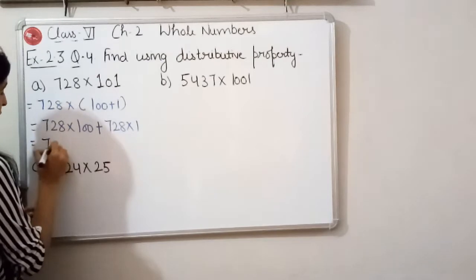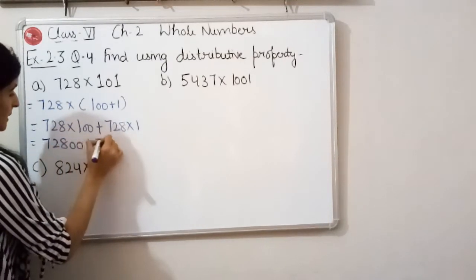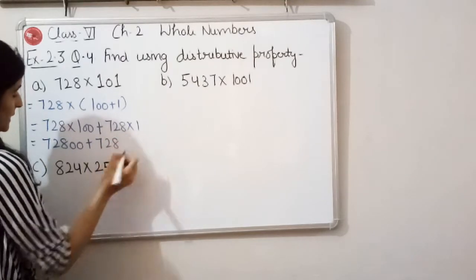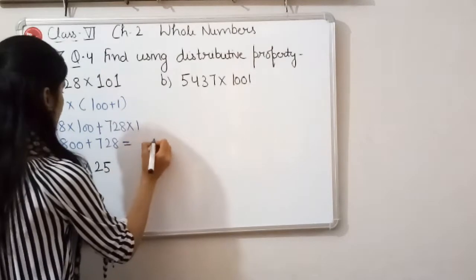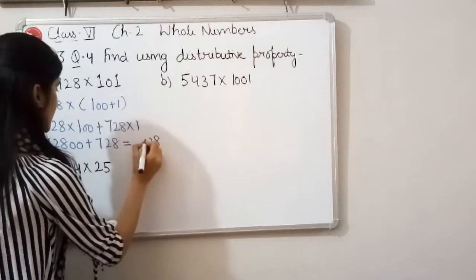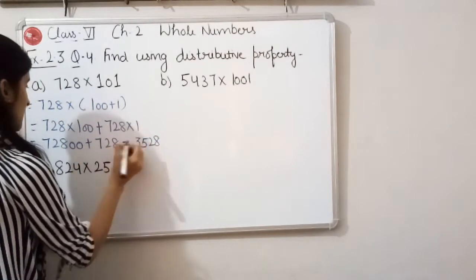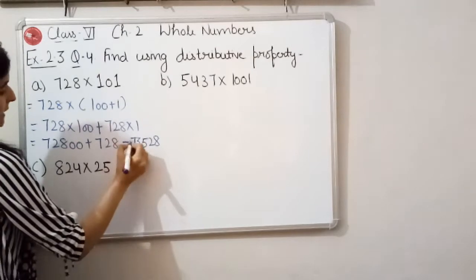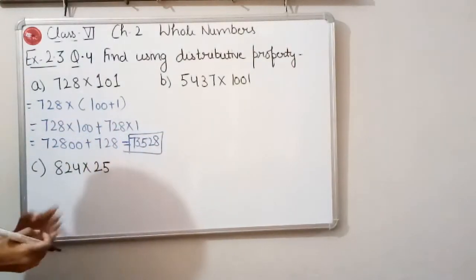So this is equal to 72800 plus 728. Okay, now we can add them. So 8 plus 8 is 16... 2 plus 7 is 9... this will be 73,528 is the answer. How have we solved?